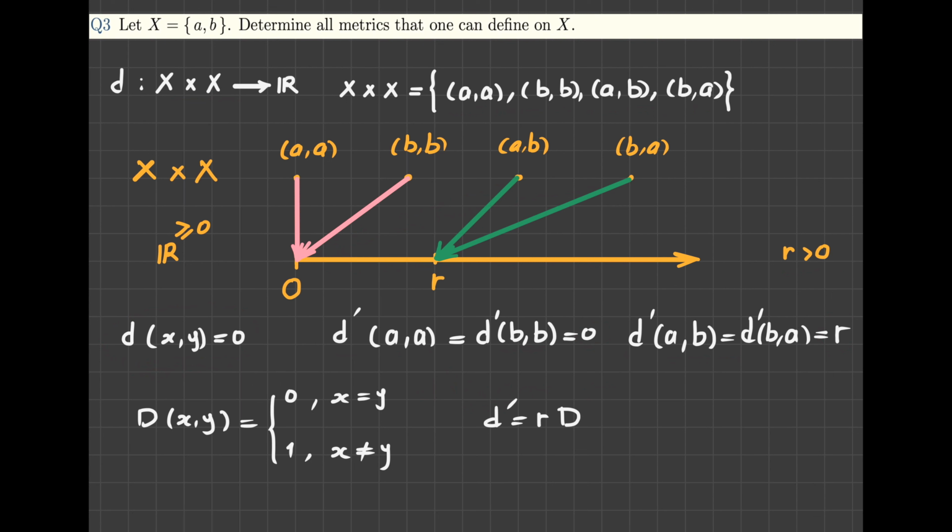By the way, we can combine these two observations into one. If I choose r, of course here I didn't allow r to be 0, but what happens if I still allow r to be 0? If r is equal to 0, then d prime becomes the 0 metric, which is also acceptable. So if I want to say what all the possible metrics are that I can define on the set X, I would say that every non-negative real multiple of the discrete metric is an answer. So all non-negative real multiples of the discrete metric are the only possible metrics that I can define on a set with cardinality 2.